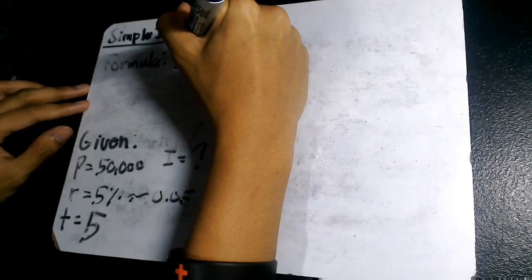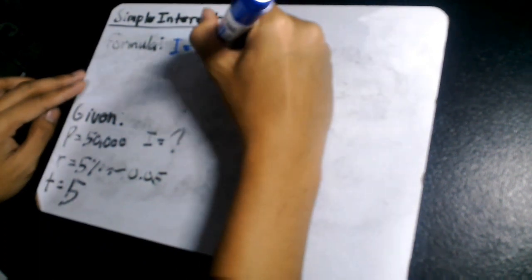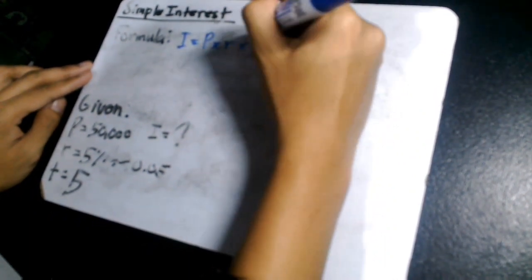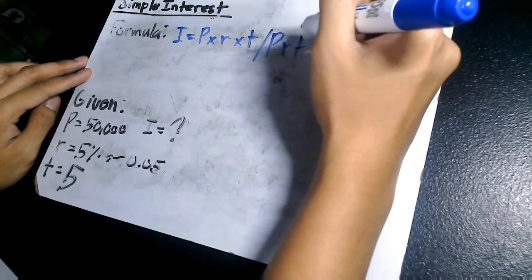I, or interest, is equal to principal amount, or P, times R, or rate, times T, or time. Or it could be written like this: P, R, T.